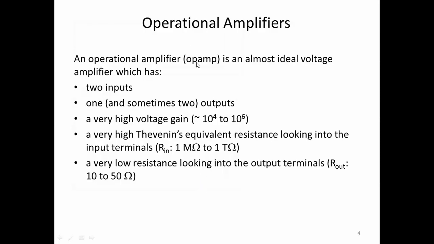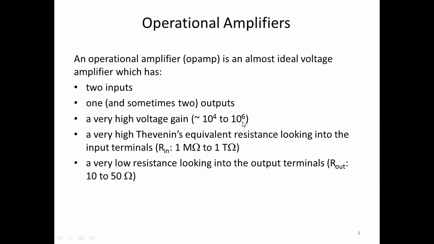So an operational amplifier, generally called an opamp, is an almost ideal voltage amplifier which has 2 inputs, 1 output, sometimes it has 2 outputs. It has a very high voltage gain. Amplifier amplifies voltages, so it has a voltage gain, and an opamp has a very large voltage gain, about 10,000 to a million.